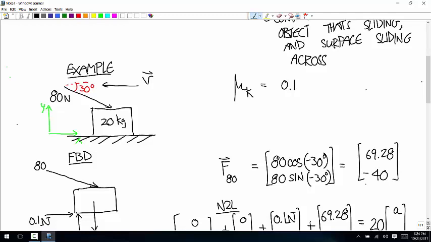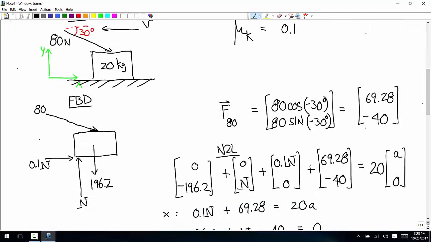So now let's think about what would happen if everything's the same here and we switch the direction of v. What's going to change in the free body diagram? Only one thing is going to change if we switch the direction it's sliding. And this will switch directions too because it's always opposite. And we'll go through the calculations.